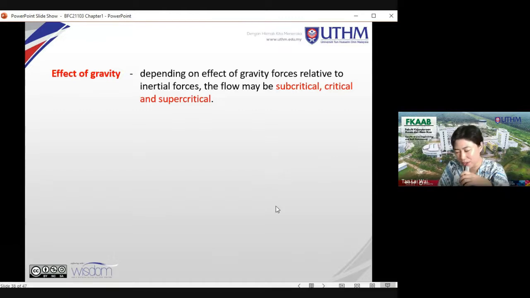Now, just now we have looked at the effect of viscous force, the viscosity force. Now we are going to look at the Froude number, which looks at the effect of gravity, or the gravitational force. Based on gravitational force, the flow may be classified into subcritical, critical, and supercritical. When I say supercritical, that means the flow is flowing with high velocity. Compared to subcritical, the velocity is less.